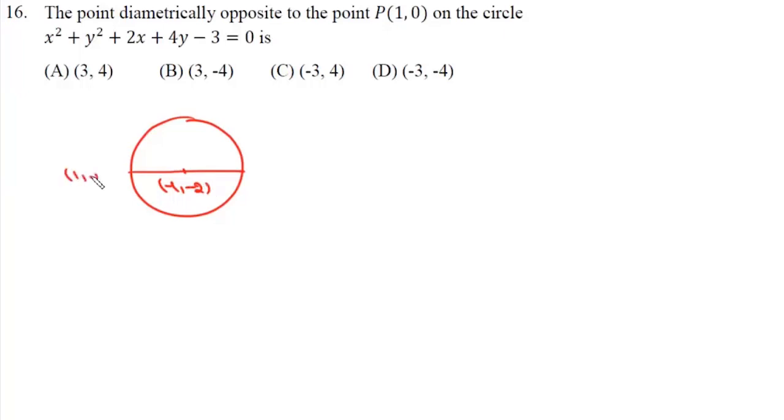Now this point is (1, 0). Now the midpoint of these two given points should be the center of the circle. So we know that (alpha + 1)/2 = -1 and beta/2 = -2. So the value of alpha is -3 and the value of beta is -4. So this point is (-3, -4), and that's your option D.